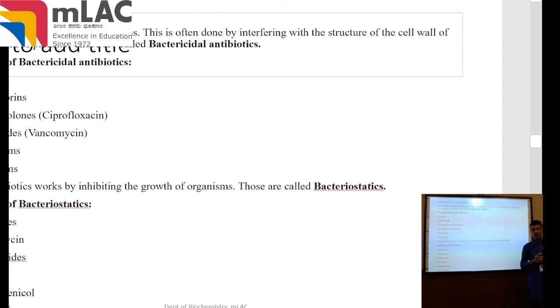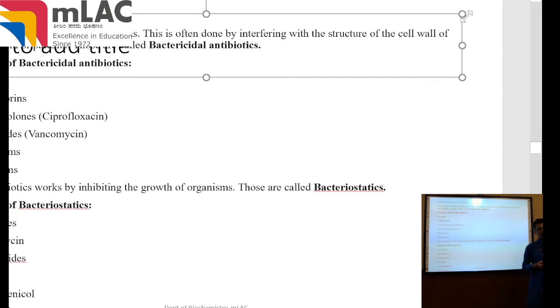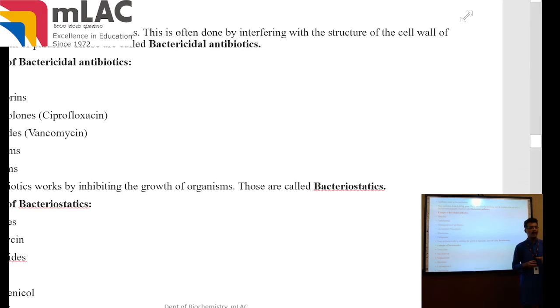Antibiotics work by two mechanisms. Some antibiotics work by killing the germs or microorganisms. These are called bactericidal antibiotics. That means they completely kill the organism. Examples include penicillin, cephalosporin, fluoroquinolones like ciprofloxacin, glycopeptides, monobactams, and carbapenems.